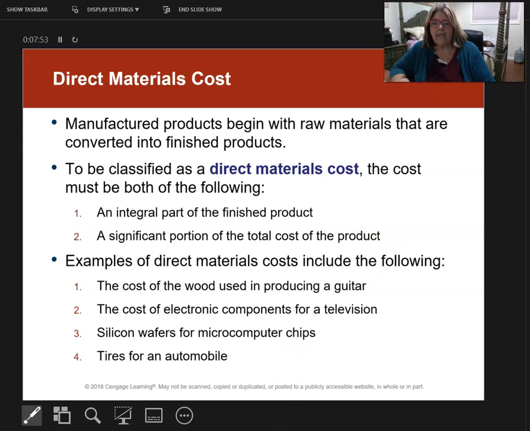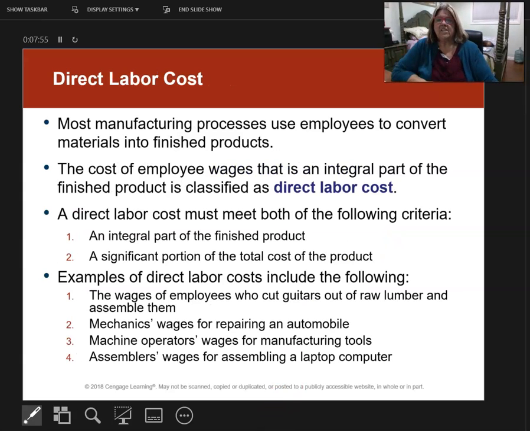characteristics. Okay, let's look at direct labor cost. The same thing applies with direct labor cost. In order to know if it's direct labor cost, it has to meet two criteria. It has to be an integral part of the finished product and also a significant portion of the total cost of the product. Typically, direct labor costs are labor costs for anybody working directly on the cost object. And here are some examples down here. So now we've covered DM and DL.